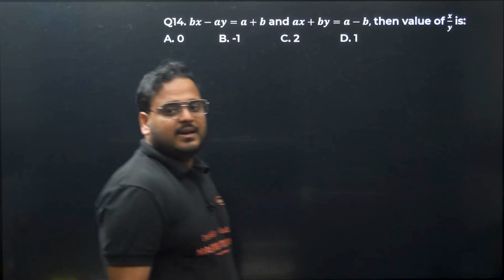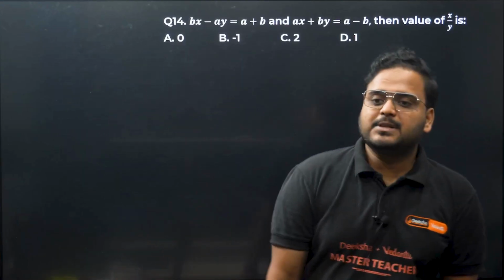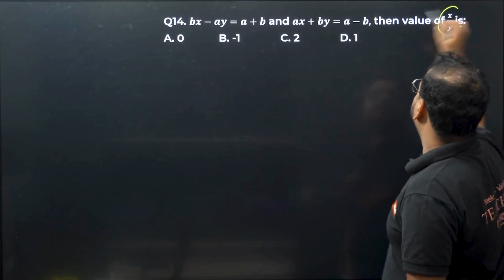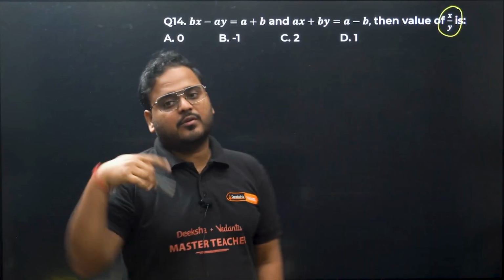14th. bx minus ay equal to a plus b. ax plus by equal to a minus b. The value of x upon y is what? It's asking us the ratio. We have to solve it.